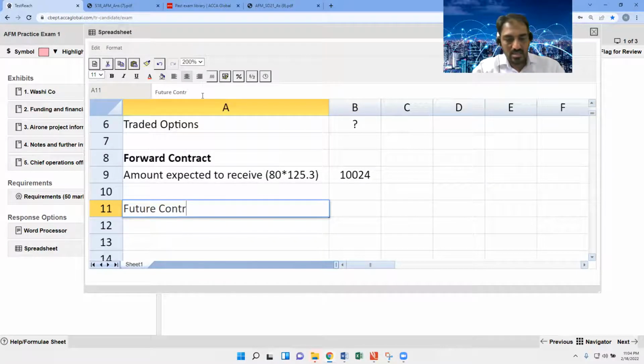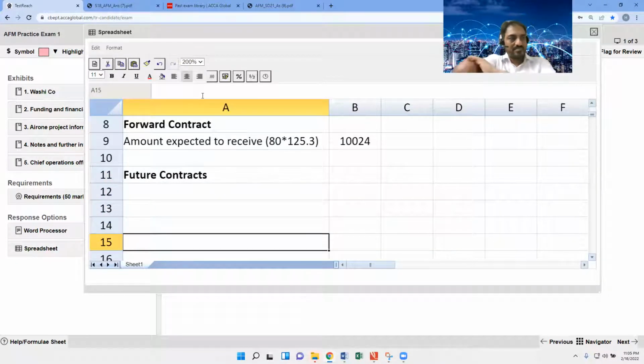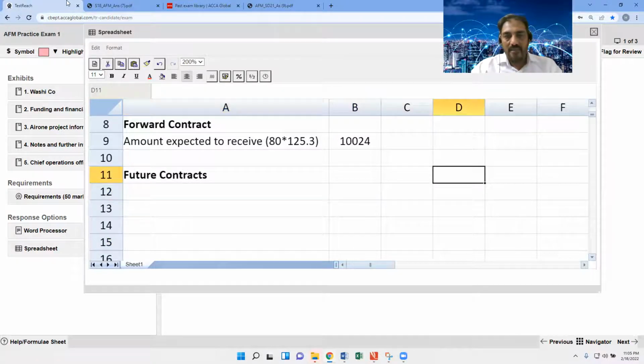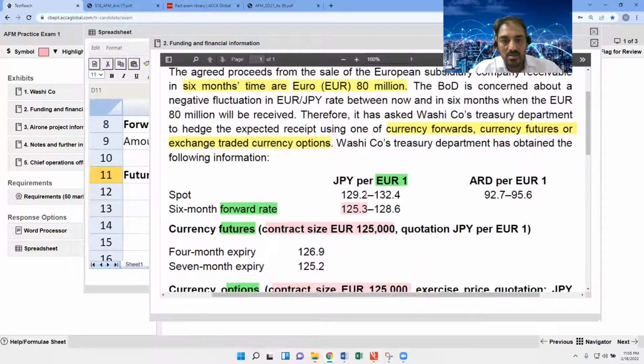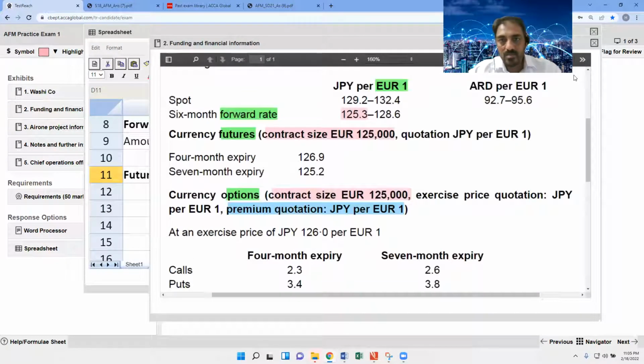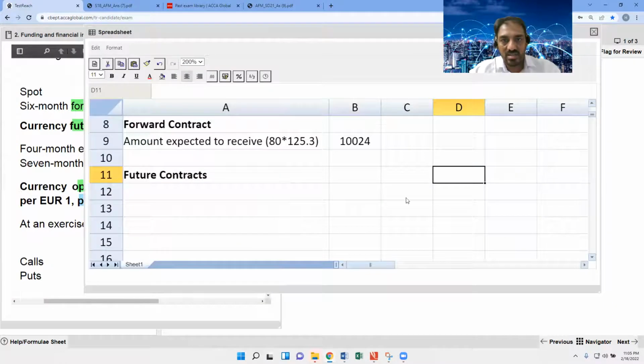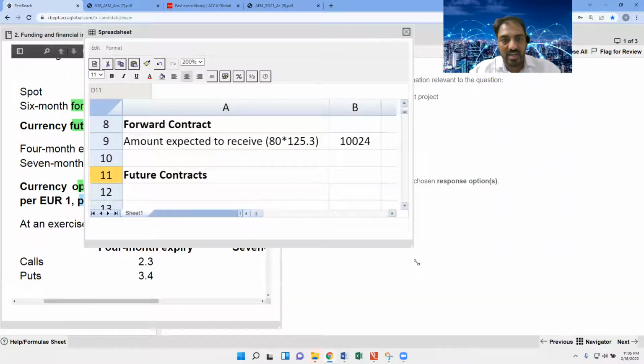Number two, future contracts, one by one. Which future contract? The very important point. The amount will be expected to receive in 6 months, and we have two future contracts, that is 4 months and 7 months. Can you please reply which future contract we have to work out?